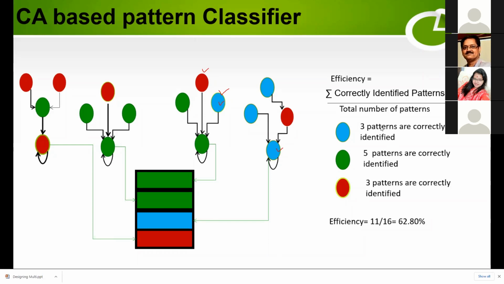So after this type of identification, we have 3 blue patterns identified correctly, 5 green patterns identified correctly, that is 1, 2, 3, 4, 5, and the other 3 red patterns identified correctly. So the total number of correctly identified patterns is 11, and the total number of patterns initially is 16. So the accuracy will be 11 by 16, that is 68.75 percent.